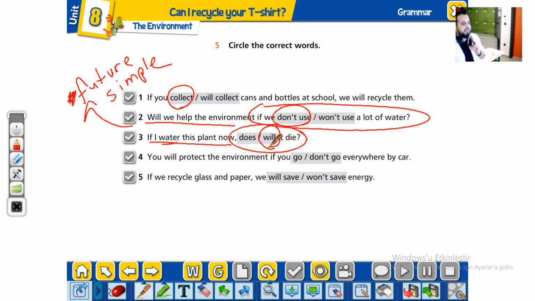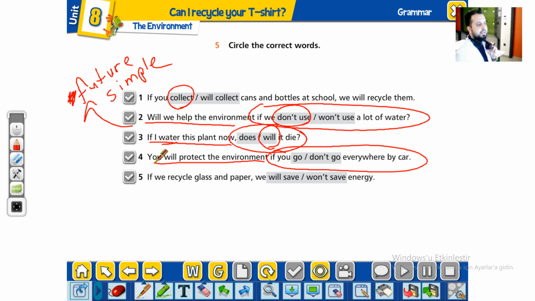Number 4, you will protect the environment if you go or don't go everywhere by car. Now, please focus on the meaning of the sentence. If clause is the second clause again in here. We already said that before. It's not important. We can change their places. This is our main part.